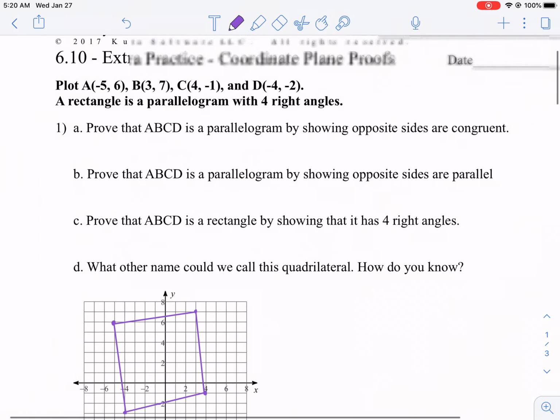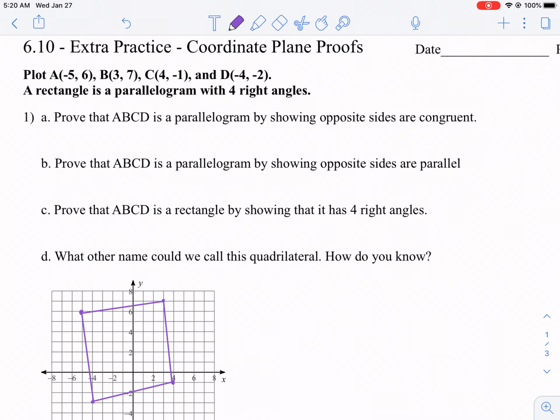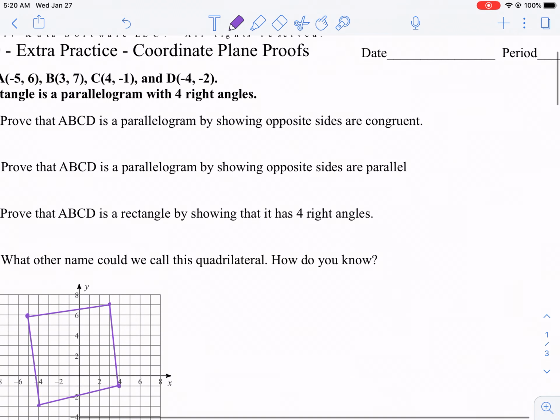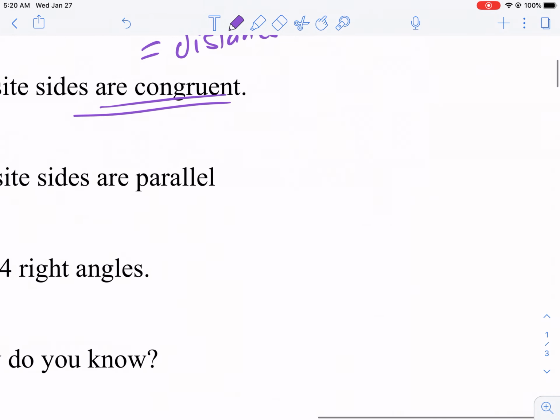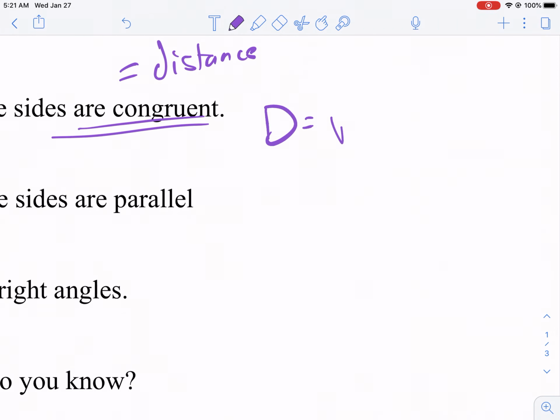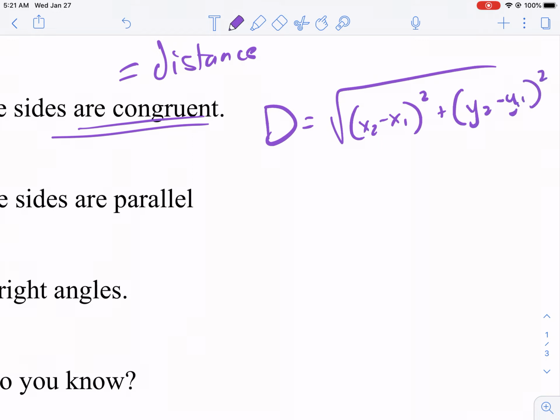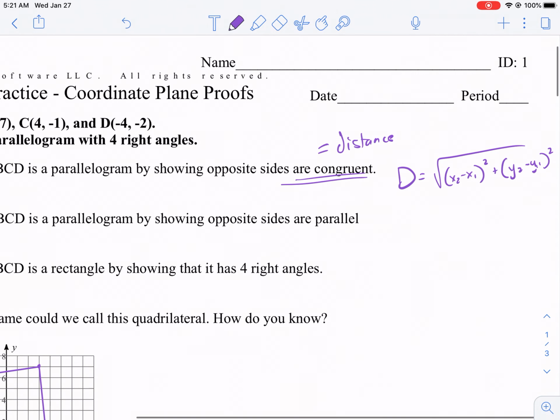Interesting shape. All right. So the first thing it says is prove that ABCD is a parallelogram by showing opposite sides are congruent. Now, in order to find that opposite sides are congruent, we need to know that they are the same distance or equal distance. You can use the distance formula here. So the distance formula is equal to the square root of x2 minus x1, the difference in your x coordinates squared, plus the difference in your y coordinates squared, and that is the distance formula, okay?